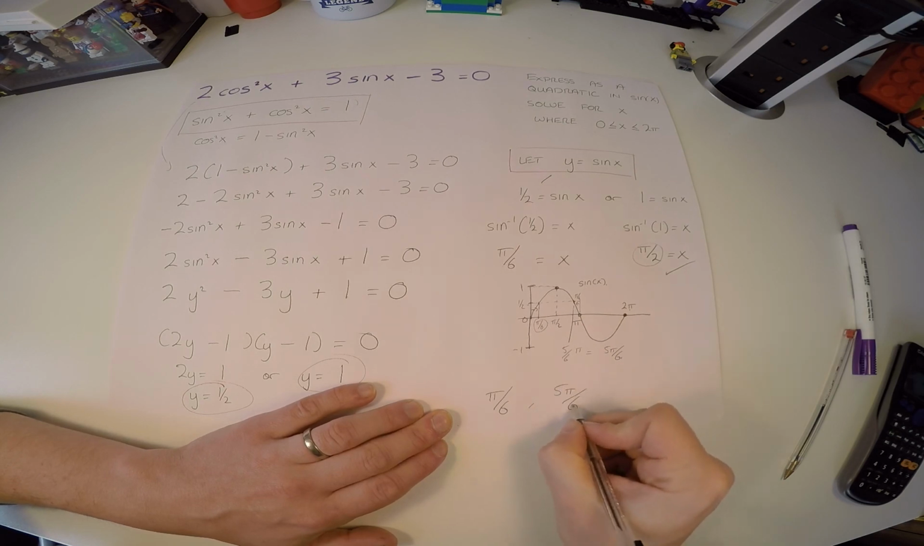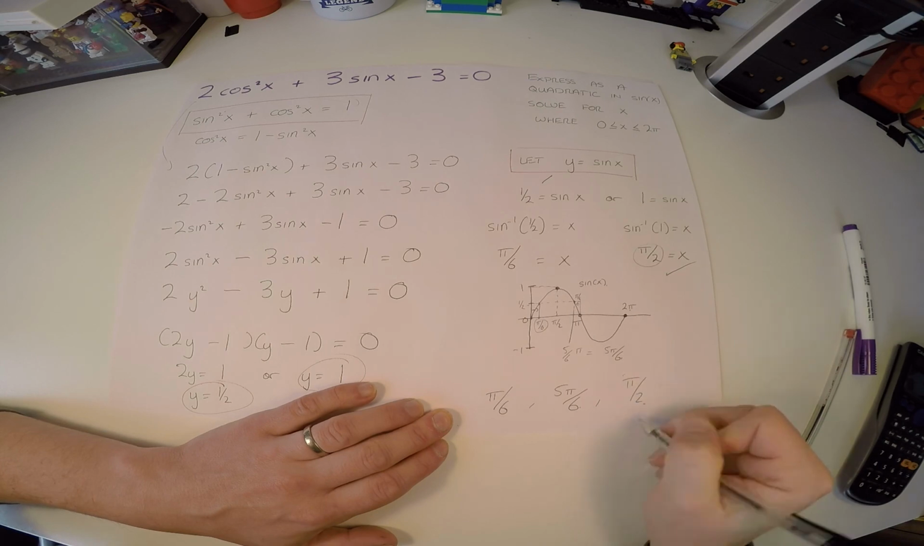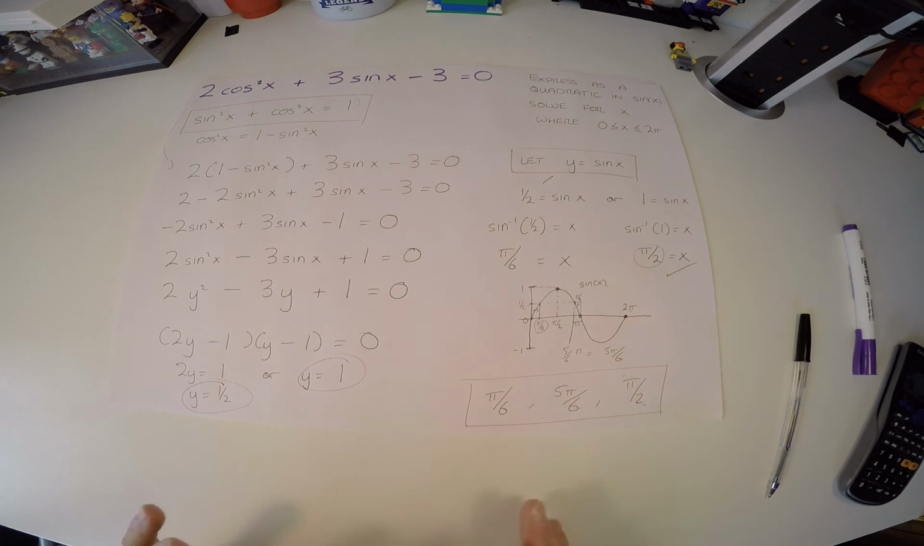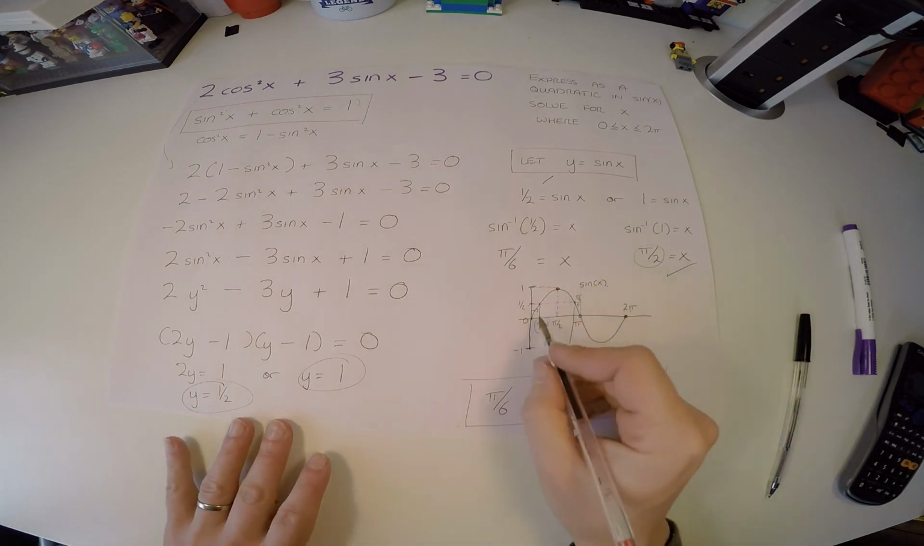So the solutions are pi over 6 is a good one for a half, 5 pi over 6 is a good one, and then the other for 1, we have pi over 2. So there were 3 answers. Of course you had to get those 3 answers between 0 and 2 pi. So hopefully this made sense to you.